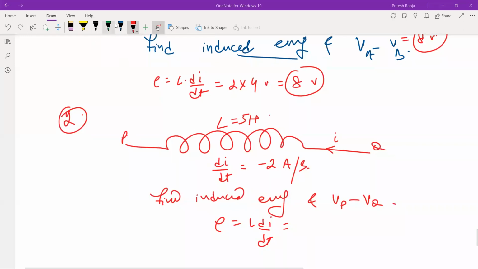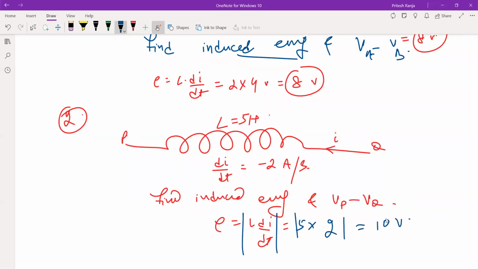Induced EMF is L di by dt. What is L? 5. Di by dt is 2. So I am talking about the magnitude. So that will be 10 volt. Now here one can say that di by dt is negative. That means current is decreasing.